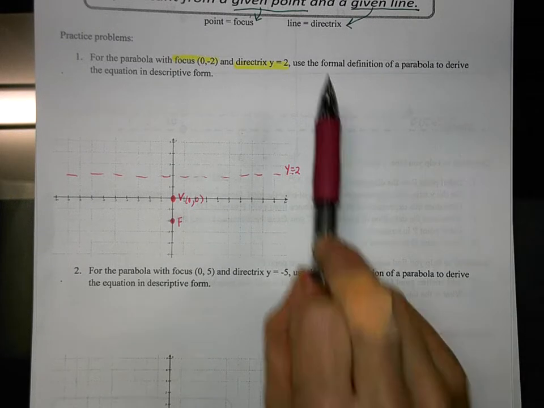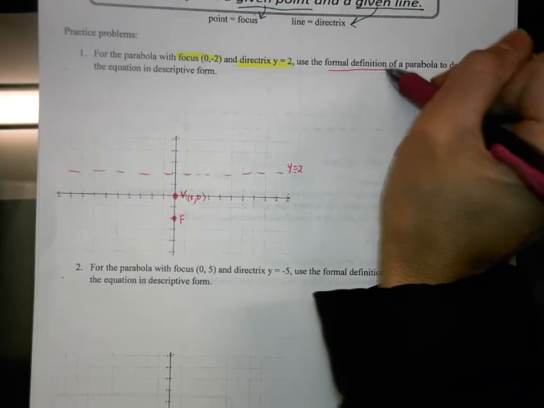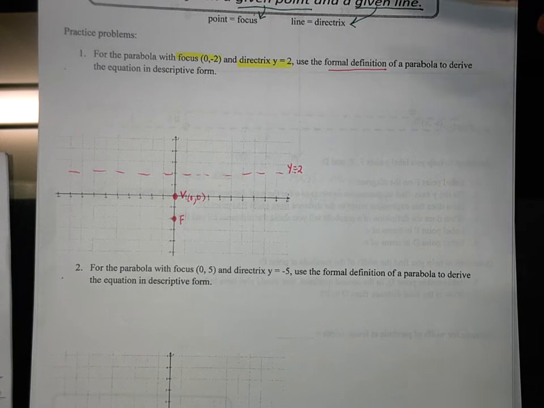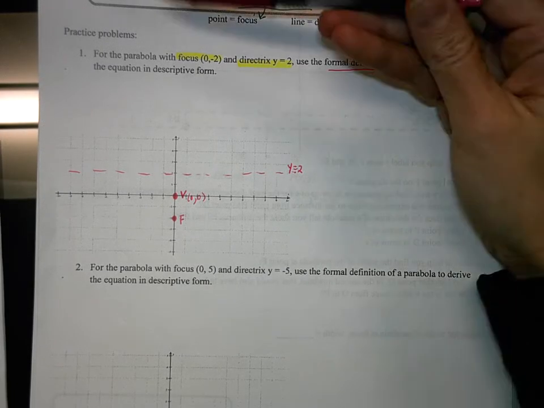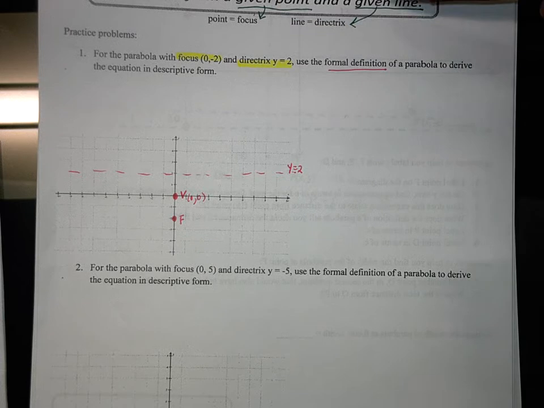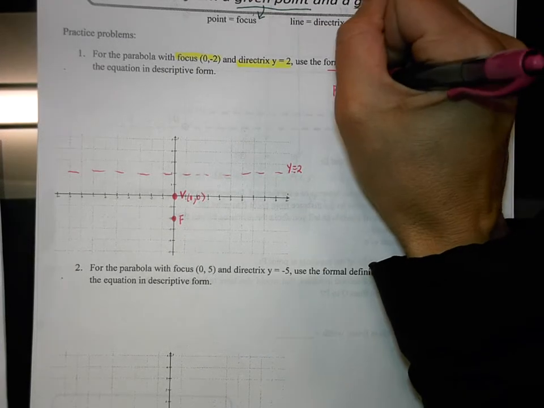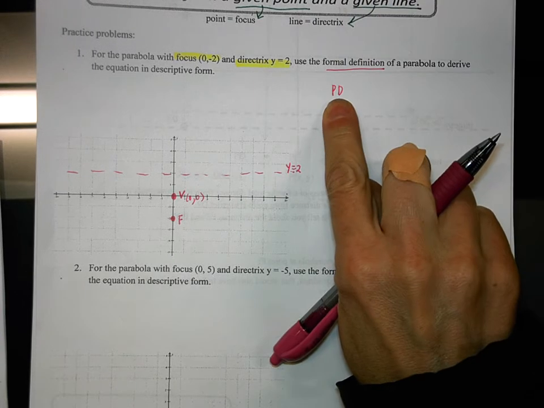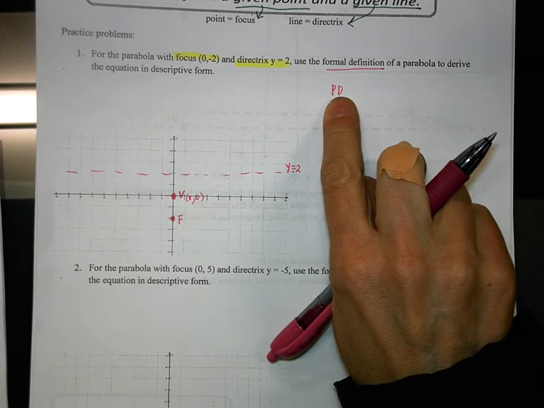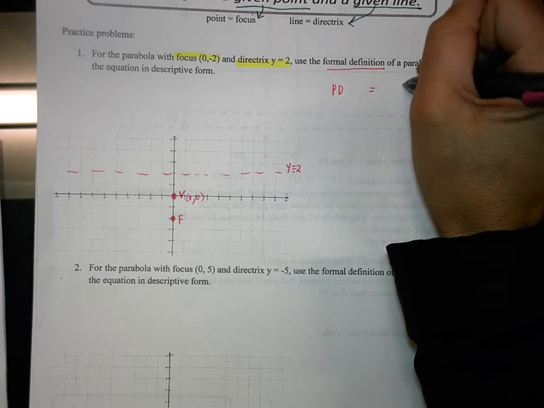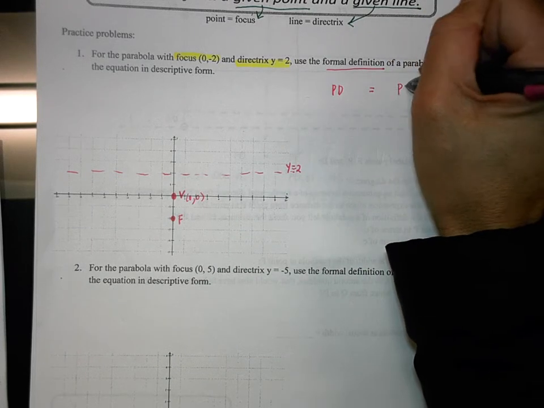And it says use the formal definition of a parabola to derive the equation in descriptive form. So, what they've told us is that a parabola is a set of all points equidistant from a point and a line. Okay? So that means that from the point to the directrix, we're going to write this as PD, this distance right here from a point to the directrix is equal to the same distance from the point to the focus.